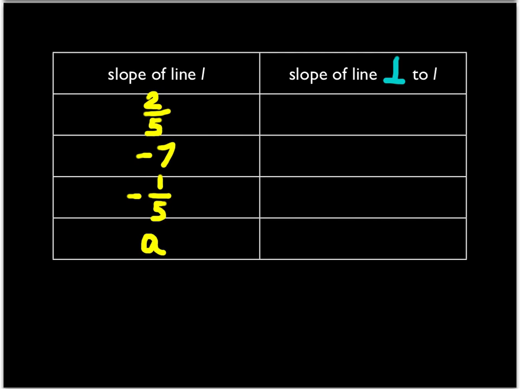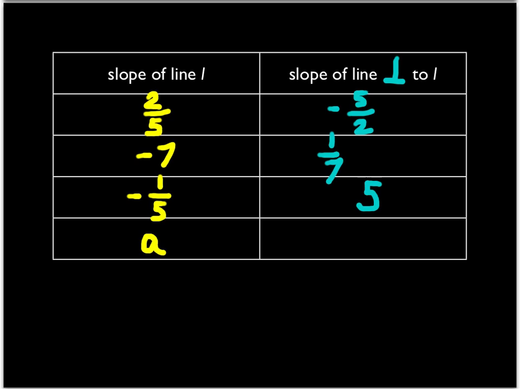The perpendicular slope to 2/5 would be -5/2. So the reciprocal as well as the opposite sign. For -7, now you might wonder what's the reciprocal of -7, but remember -7 is -7/1, so then it would be 1/7, and it would be positive because this one here is negative. Alright, -1/5, again, if I flip that, I'm going to have just +5, or 5/1, but probably easier just to write 5.